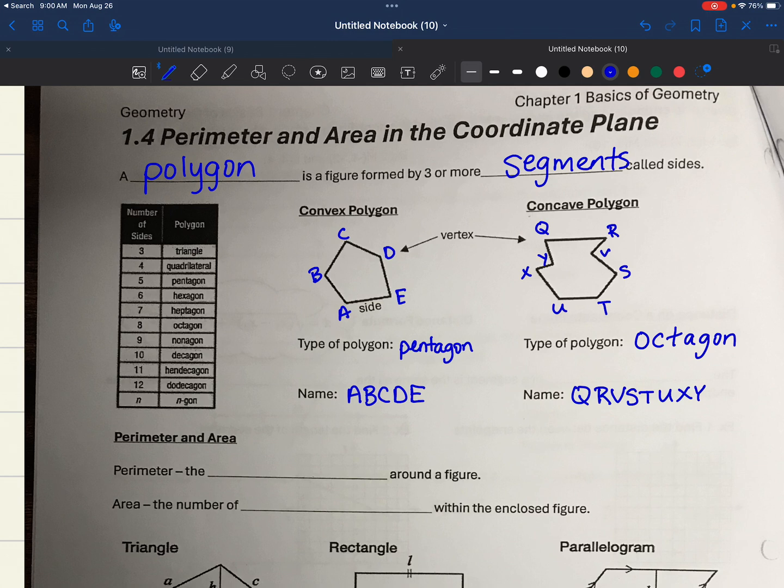Okay, and then does anyone remember what all of these points are called? Yes, vertex, or if there's more than one vertex, we call them vertices. Right, vertex is here, so plural means vertices, if there's more than one.